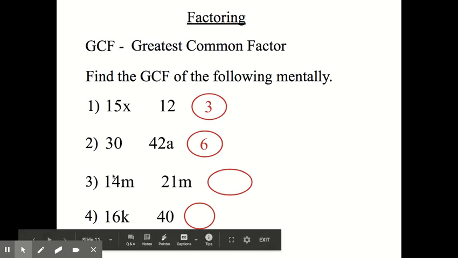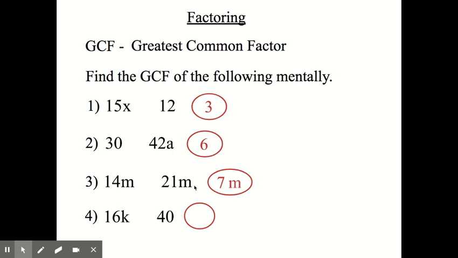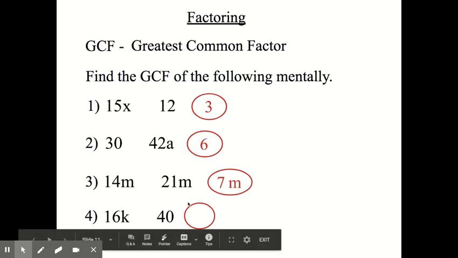Now, for 14m and for 21m, we look at them and we could look at the numbers first. Looking at the numbers, the greatest common factor of the numbers is 7. However, since they both share this variable, m is also a factor. So the greatest common factor for both of these would be 7m.